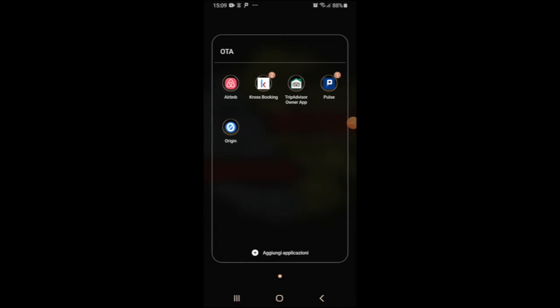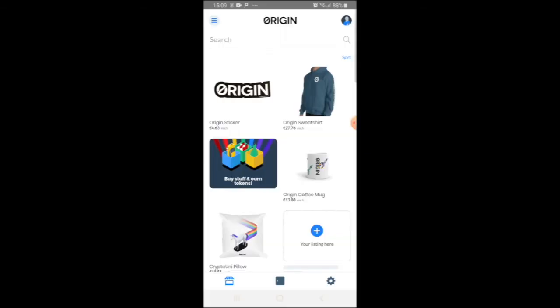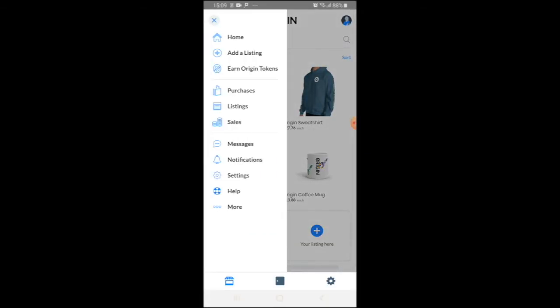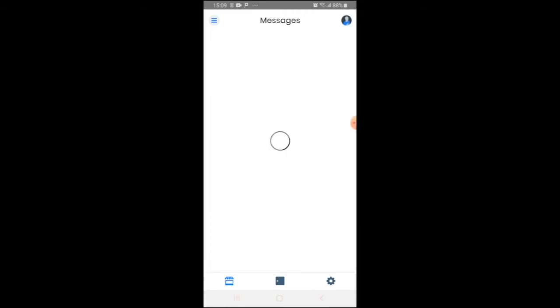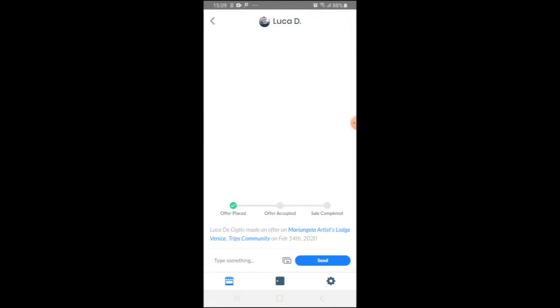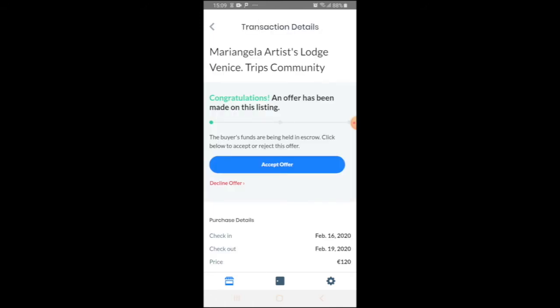Received an email from Origin that there is a new pending offer. So I check on the Origin app and I go to my listing tool. I can go to the messages, new messages. And the last one is from Luca, is the new pending offer. So I can type something and write with him, or I check the offer and here I can accept the offer.